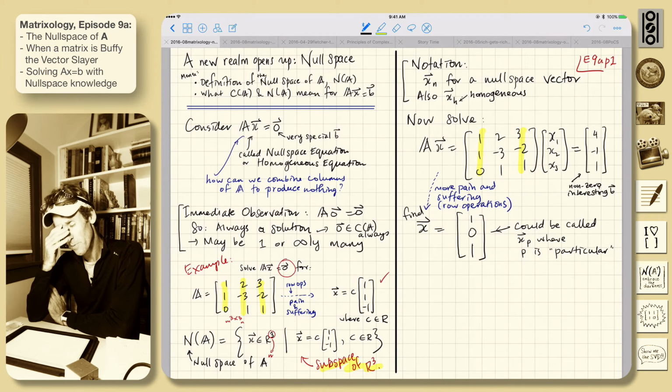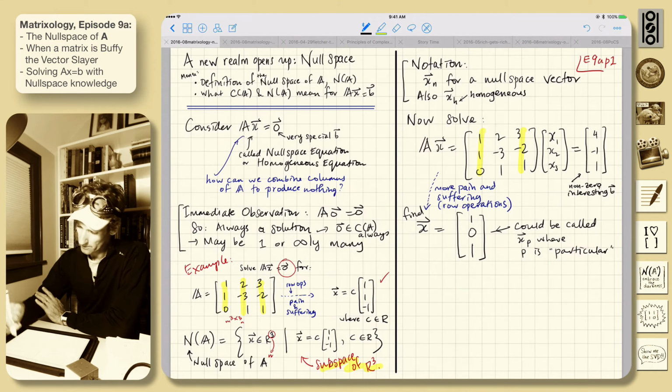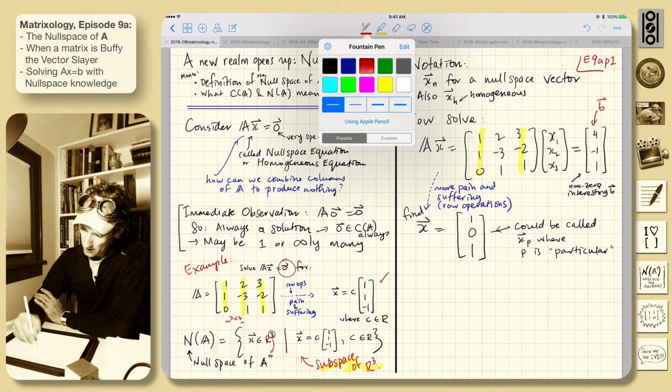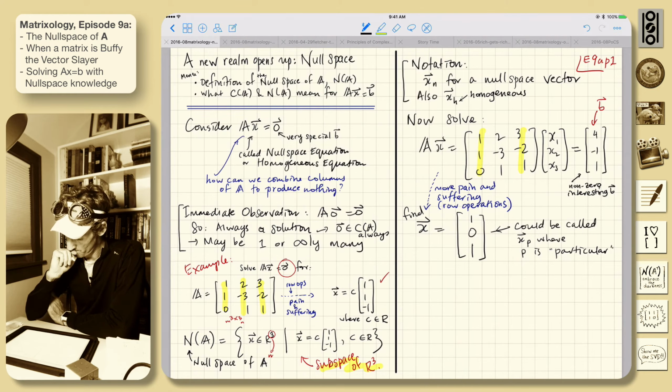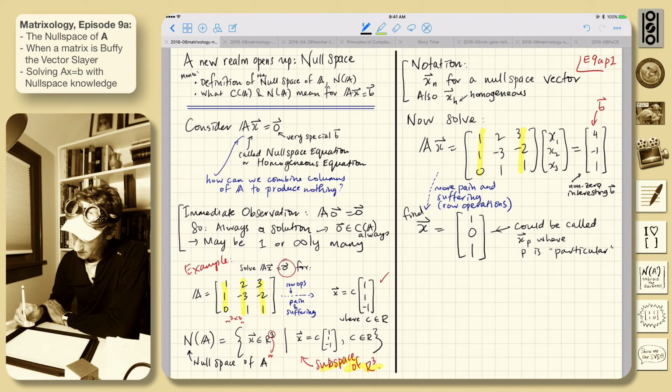Again, this is old language, but it means it's a solution that does the job. It gives you A times this thing gives you B. I should label it as B. And I'm just going to call it X sub R though, for some reason.